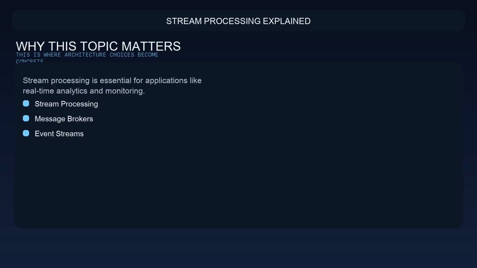This topic matters because it changes how engineers make design decisions under pressure. Stream processing is essential for applications like real-time analytics and monitoring. Message brokers help manage message flow and ensure reliability in distributed systems.